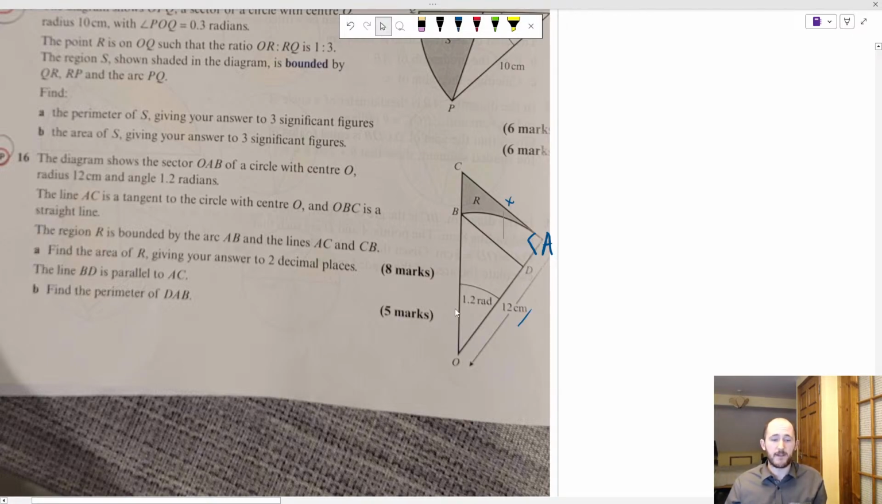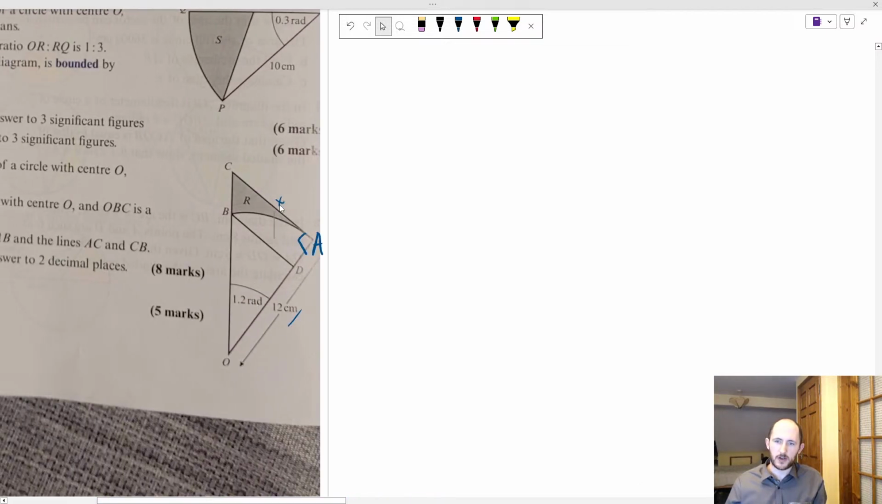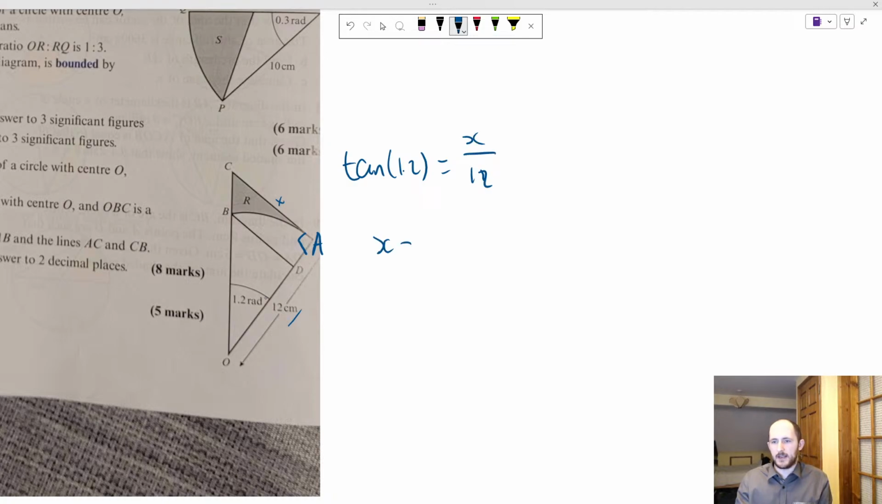Radians is just a unit for angles. It's really not that bad. If you have a look, that's the opposite and the adjacent side. We're trying to work out x, because we need the base and the height. Opposite the right angle is the hypotenuse, which is OC. So tan 1.2 equals opposite, which is x, over adjacent. So x is equal to 12 tan 1.2.